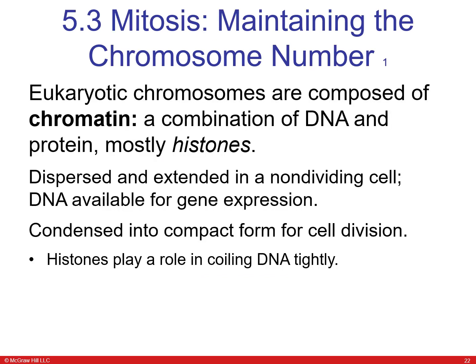So in mitosis, it's important to maintain the chromosome number. Eukaryotic chromosomes are composed of chromatin, a combination of DNA and protein, and these proteins are called histones. They are dispersed and extended in a non-dividing cell, and DNA is available for gene expression. But for cell division, they become condensed and compact. Histones play a role in coiling the DNA very tightly.